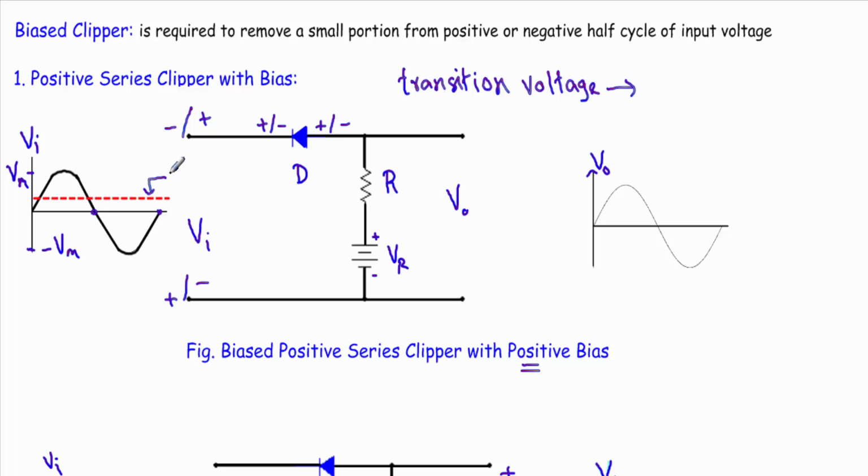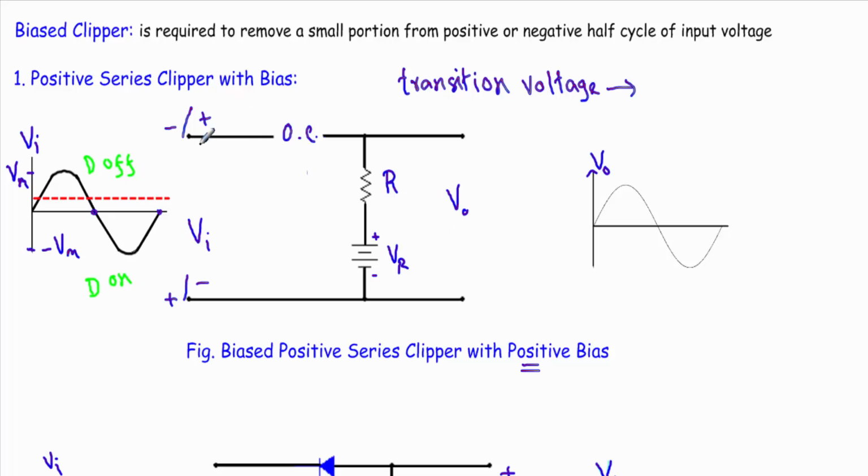So this is our transition voltage TV. When the input voltage Vi is greater than this transition voltage, our diode will be off, and when the input voltage is less than the transition voltage, our diode will be on. Now consider the input voltage is greater than the transition voltage. That means the diode will be in reverse bias, so the diode will be in off state.